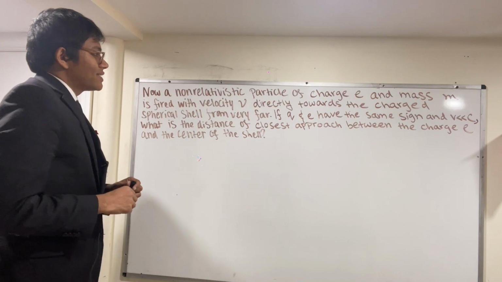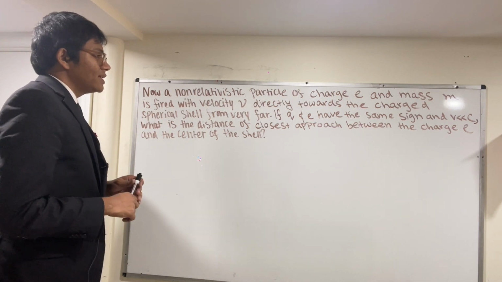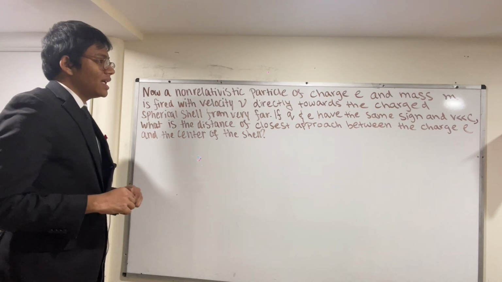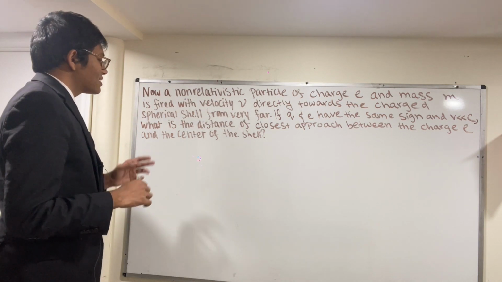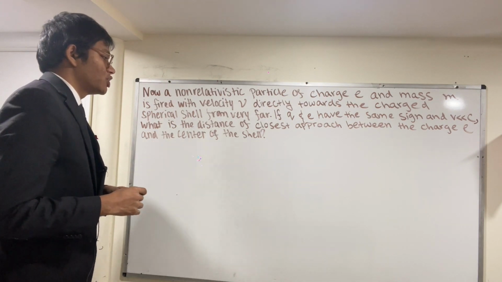Now a non-relativistic particle of charge E and mass m is fired with velocity v directly towards the charged spherical shell from very far. If Q and E have the same sign and v is a very small velocity, what is the distance of the closest approach between the charge E and the center of the shell?